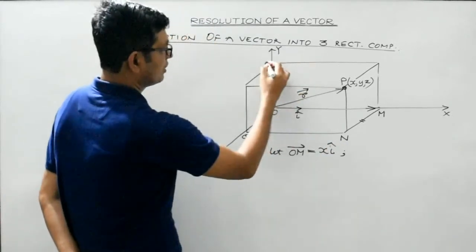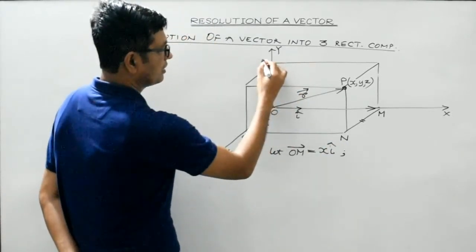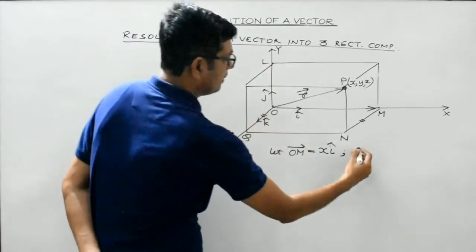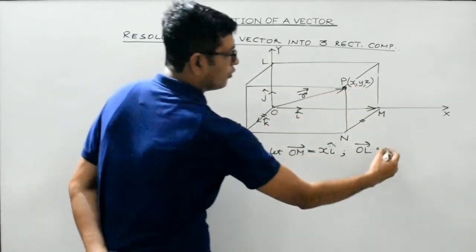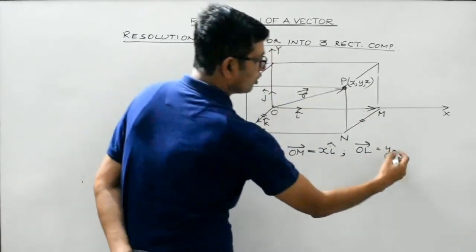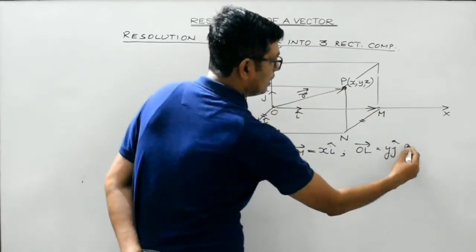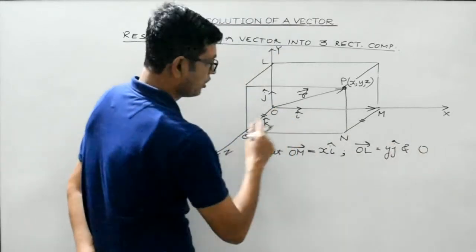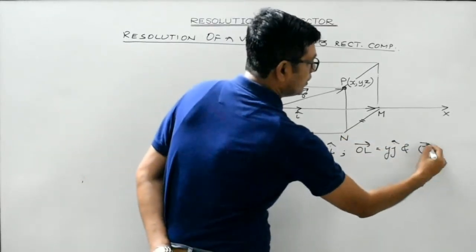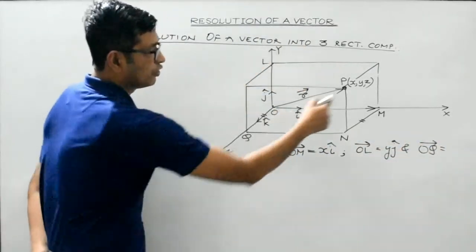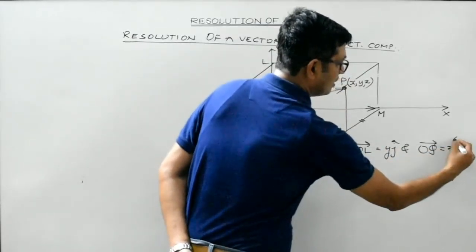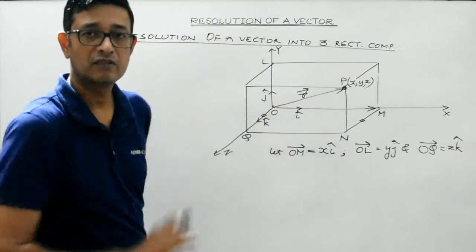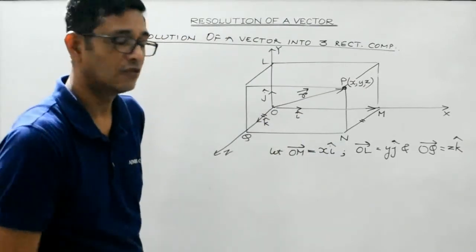Suppose we consider this to be L, OL. OL has magnitude of y, and along y-axis, so it will be j cap. And students, OQ has dimension of z, and it is along z-axis, so it will be z k cap. I hope you are understanding this concept, right?